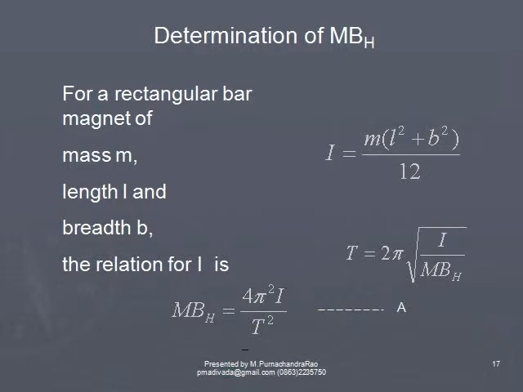The relation for mbh is obtained from the above relation for period, which can be written as mbh is equal to 4 pi square I divided by T square. By substituting the values of I and T, the value of MBH is determined.